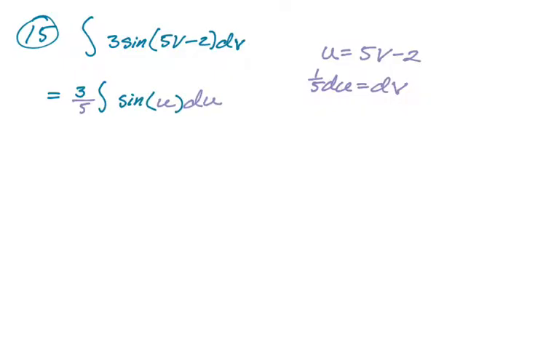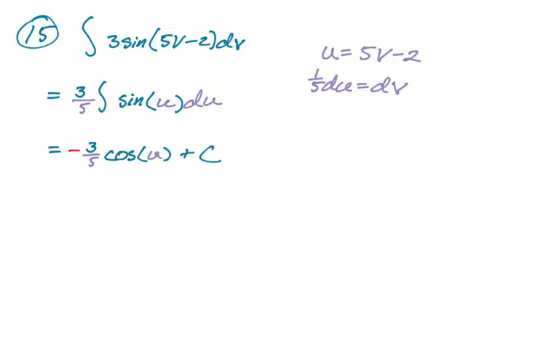Now you go through your list and you're like, the derivative of cosine is negative sine. So when I integrate sine, I'm going to get negative cosine. So when you integrate and get a co-function, you pick up a negative. So I'm going to get negative 3/5 cosine of u plus c.